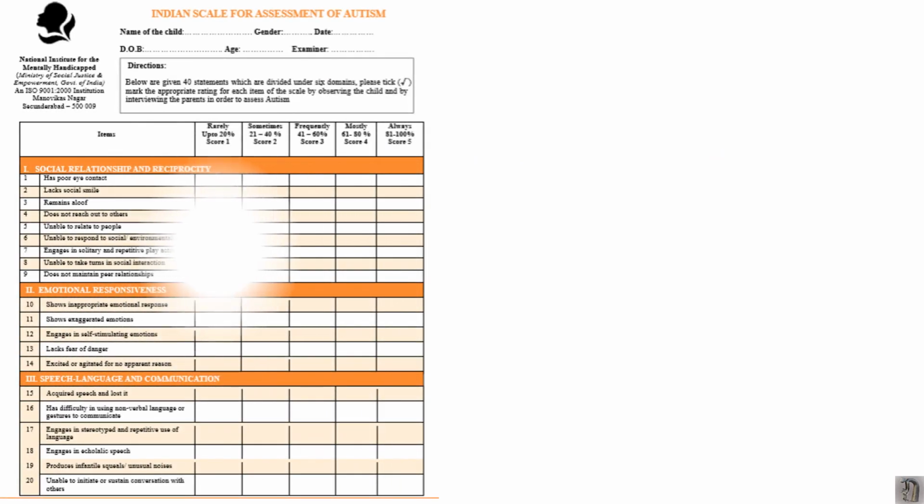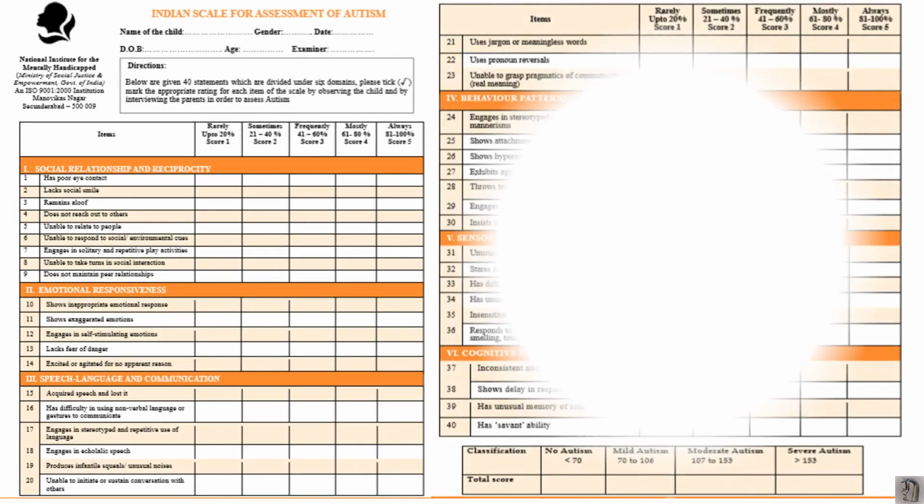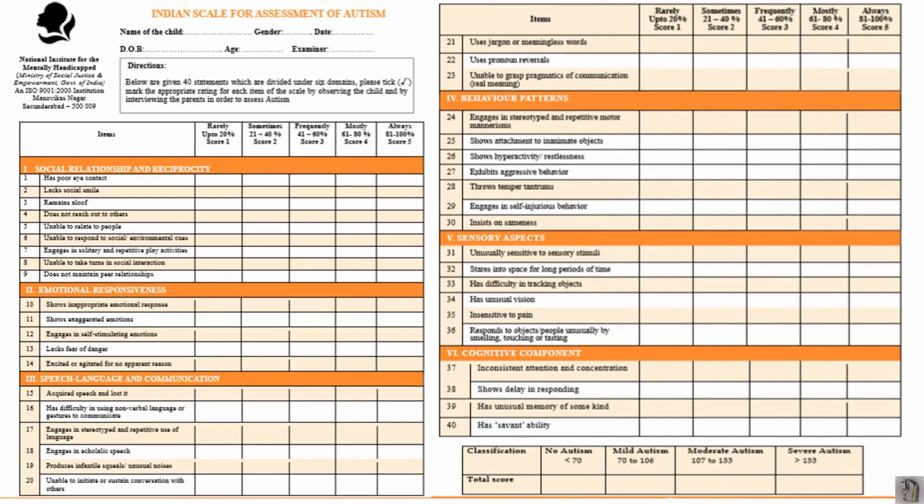Now let us see the checklist. Here you can see, as I said, in the directions it is very clearly written that all 40 statements need to be divided into six domains, which I have already explained. And then the scoring from rarely to always, from 1 to 5, and then you have the rows and columns where you need to find out.